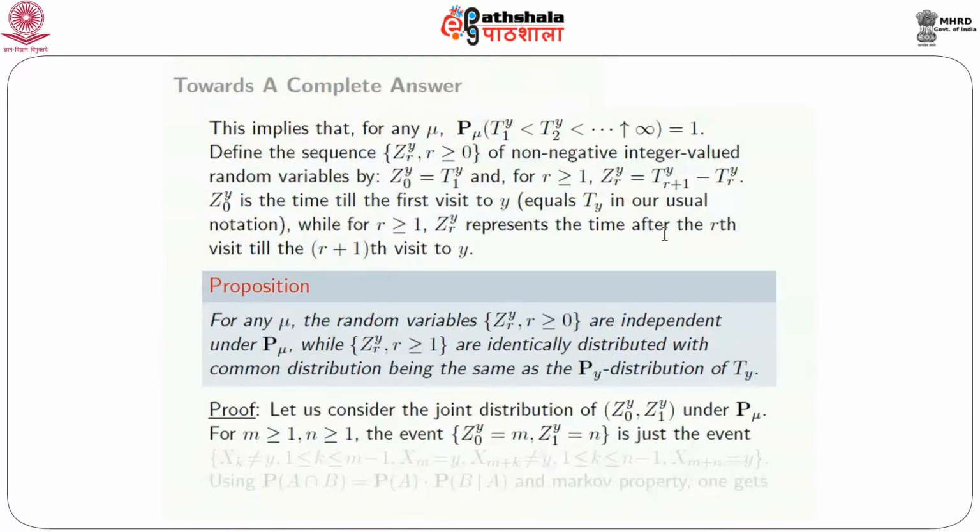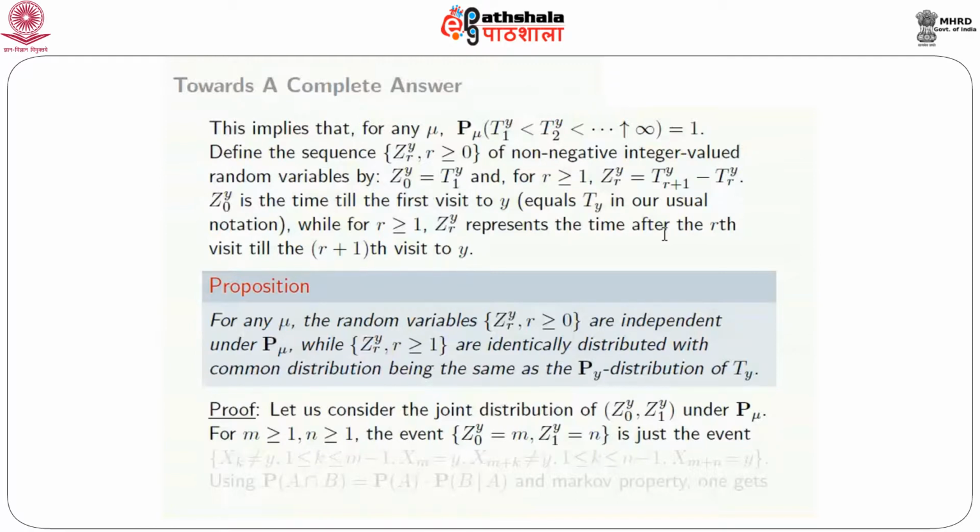Let's consider the joint distribution, for example, of Z_0^y and Z_1^y under P_mu. So what we have to calculate is, for m and n greater than or equal to 1, because both these random variables take integer values greater than or equal to 1, we have to look at the probability of this joint event and see what happens. So the event Z_0^y equal to m and Z_1^y equal to n, let's unfold this event.